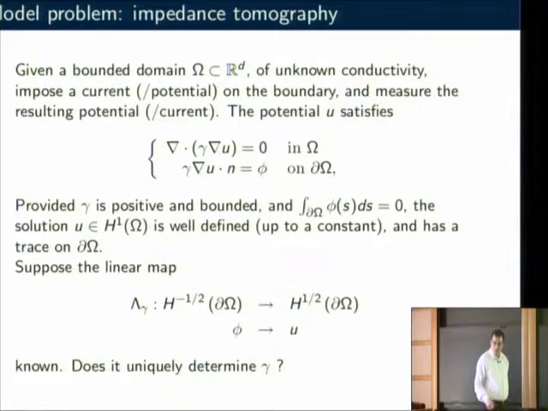Let me just make sure I understand. You have all sorts of measurements, you know the range of the map. You know a full map from H^-1/2 to H^1/2 on the boundary. And of course it depends on gamma, because U is a solution of the equation inside. You just measure it on the boundary. You're saying if you know the map, then you can find gamma, right? Yes. Can you? Yes. Okay.